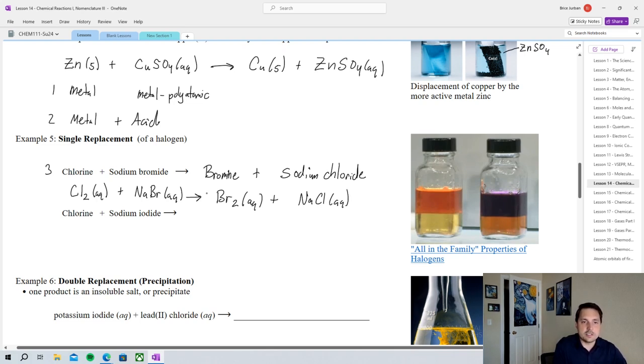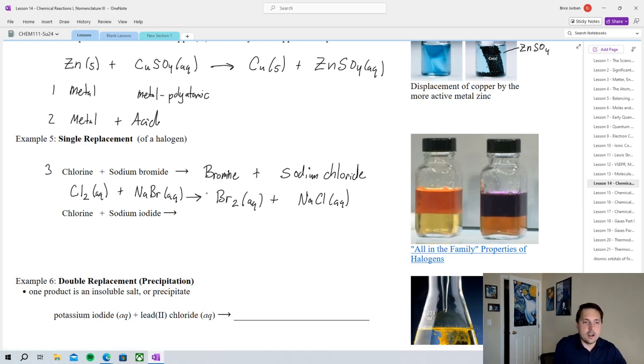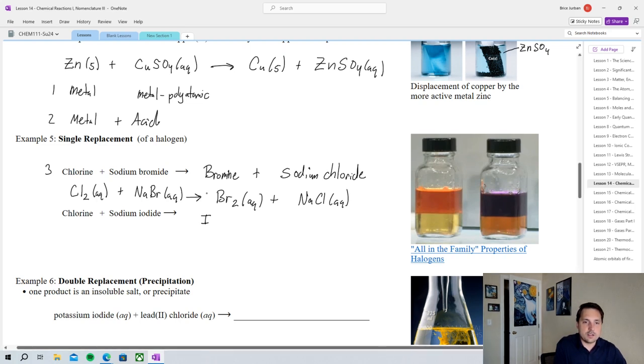And then in this other example, it's the same kind of deal. Chlorine is more active than iodine, so we can, again, displace this iodine, and we can get iodine, and again, sodium chloride.